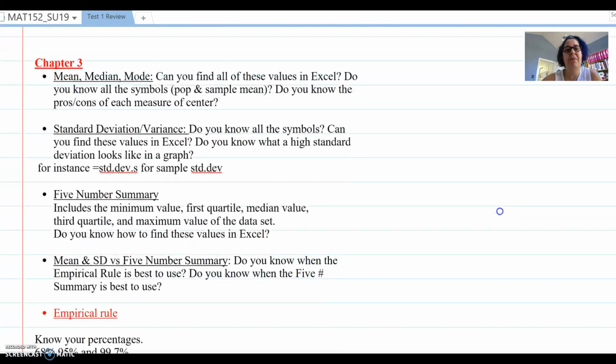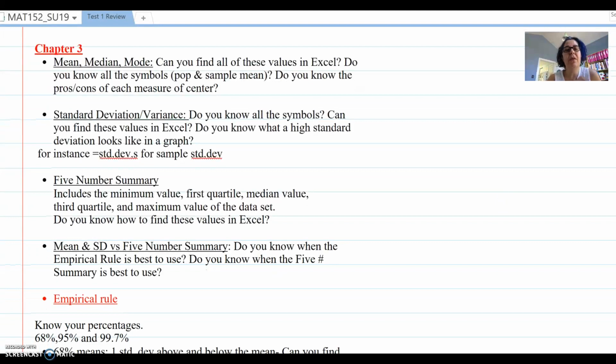Now, chapter 3. So in chapter 3, we will be looking at what's mean, median, mode. We've done that. Do you know the pros and cons of each measure of center? When do we use mean? When do we use median? Right? Mean is sensitive, median is not.